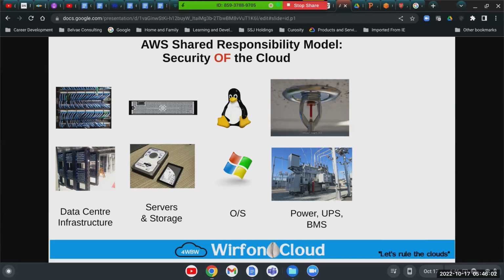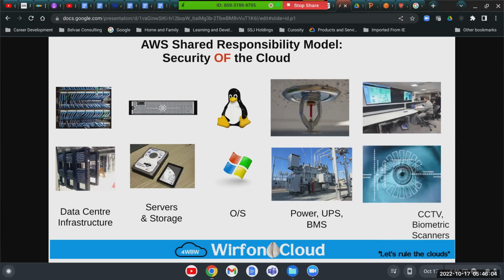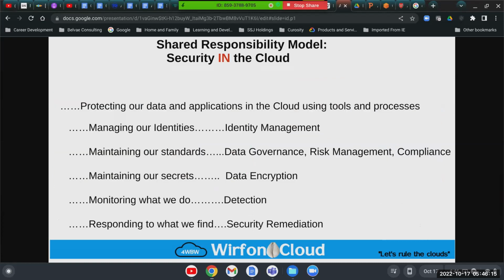So when we go back to this, we see that shared responsibility model. That is the security of the cloud. AWS has responsibility for that. So we ask ourselves now, what are we responsible for? Security in the cloud is the responsibility of us, the users.